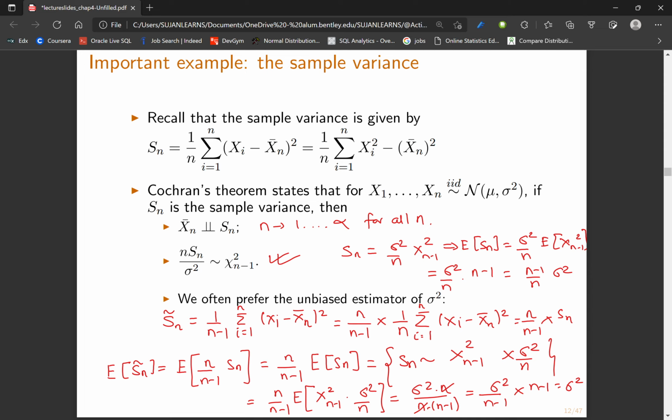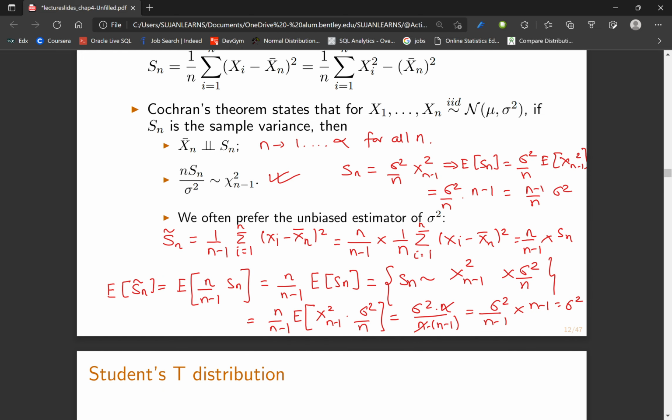Then we went ahead and did two calculations. One is the expectation of just sample variance, which gave us n minus 1 divided by n times sigma square, and we did the expectation of unbiased sample variance, which gives us the value of sigma square.